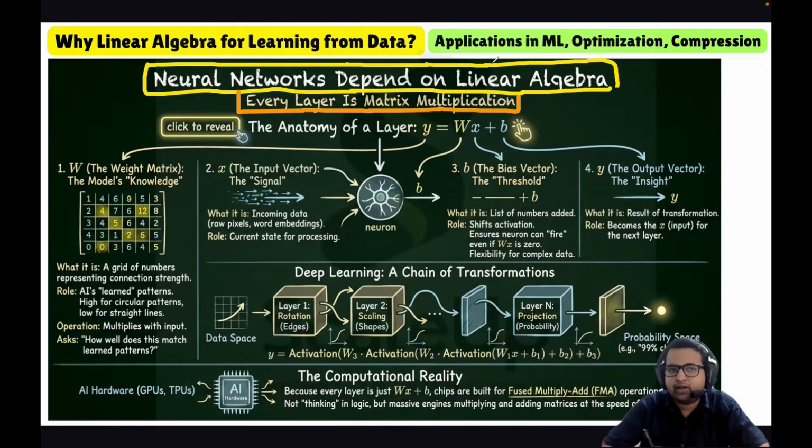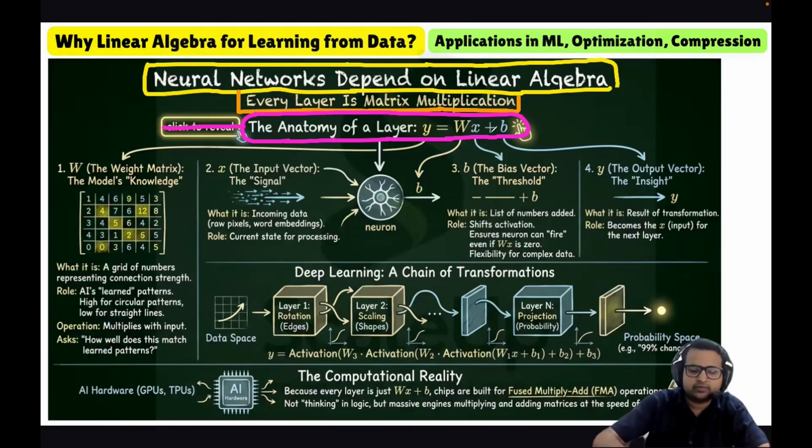Every layer of a neural network makes use of an equation called y = Wx + b, which involves matrix multiplication. Now let us decode this equation, y = Wx + b. This single equation is the fundamental neuron logic used by everything from simple predictors to GPT-4. In this equation, W is the weight matrix.